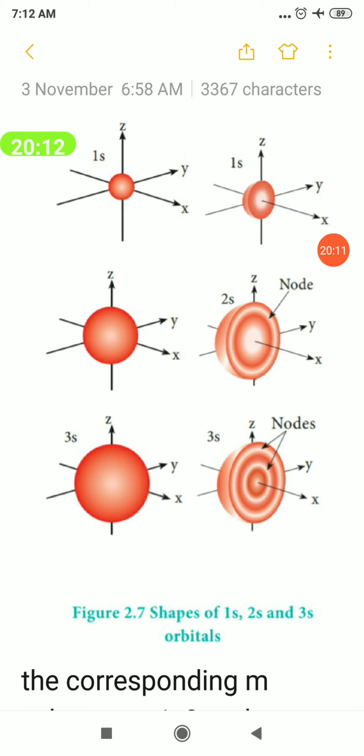So in the shapes padikumbodhu, the important things we have to remember are L value, M value, then shape. For S orbital, the L value is equal to 0, so M value is also equal to 0, and the shape will be spherical. And here they have represented it in 3D form.